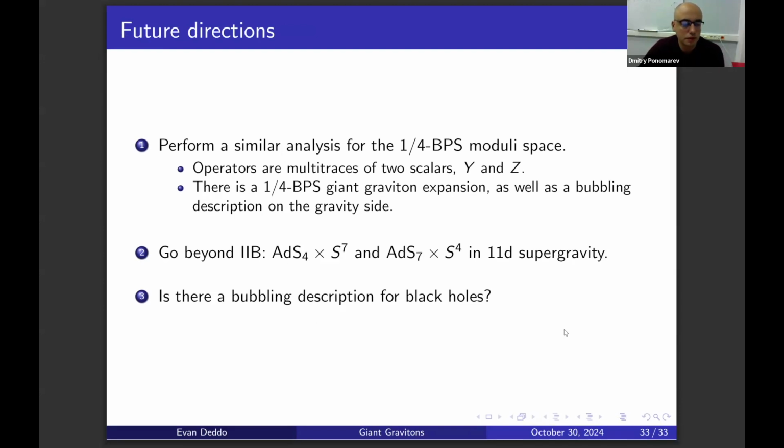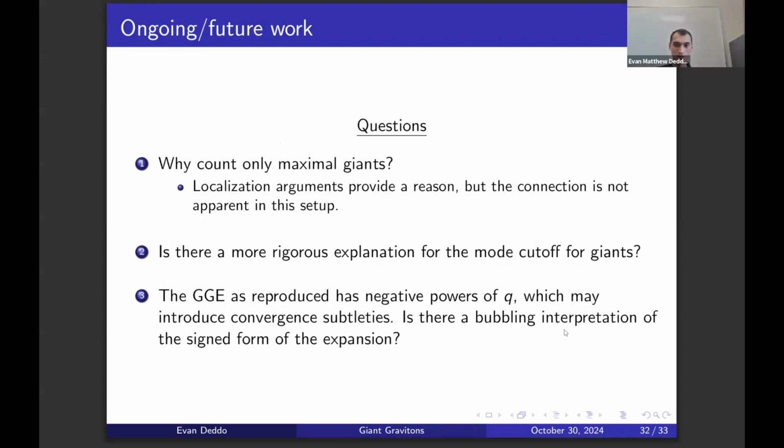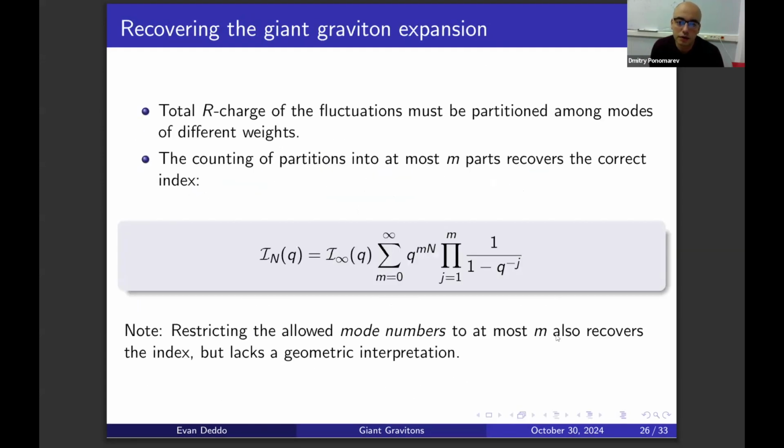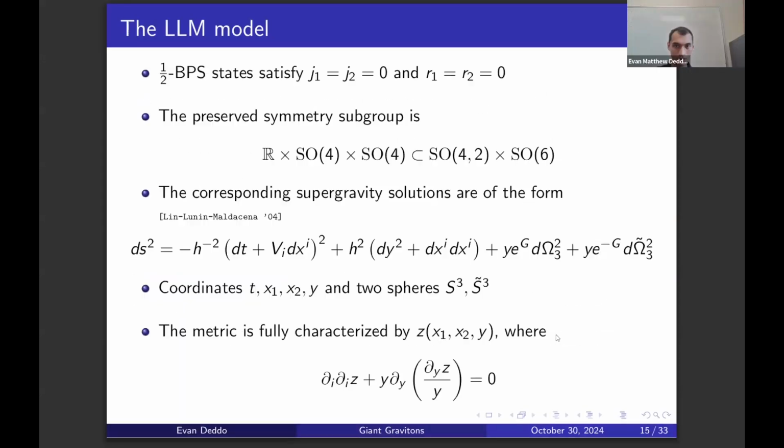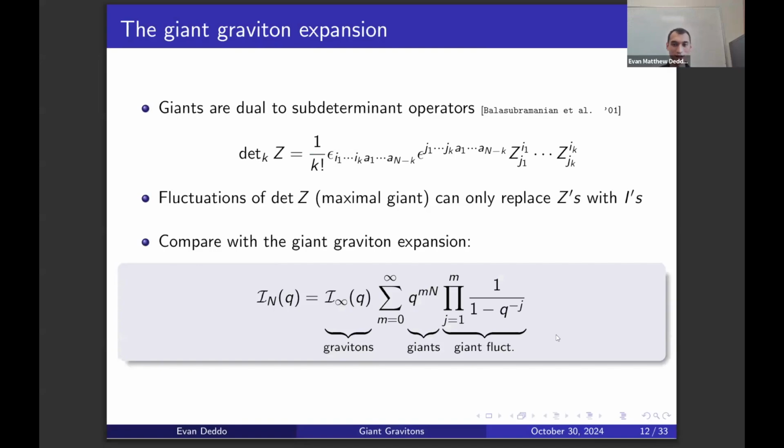Could you please comment a little bit more on those operators on the CFT side, which were constructed in terms of these Levi-Civita contractions? Yes, the subdeterminant. So you are saying that these are precisely dual to giant gravitons, right? Yes, they should be. So what was the question, how we can see this duality?